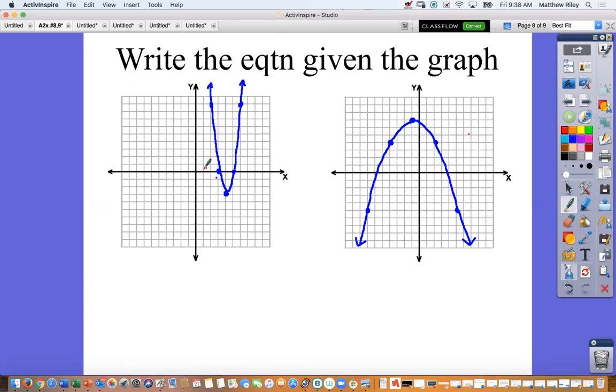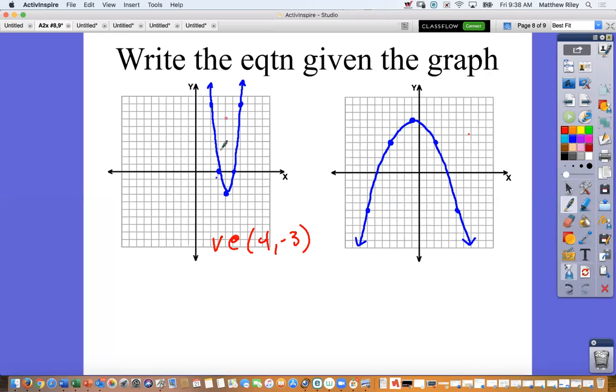Number 1, I know that my vertex is 1, 2, 3, 4. It looks like my vertex is at 4, -3. Any questions on that?